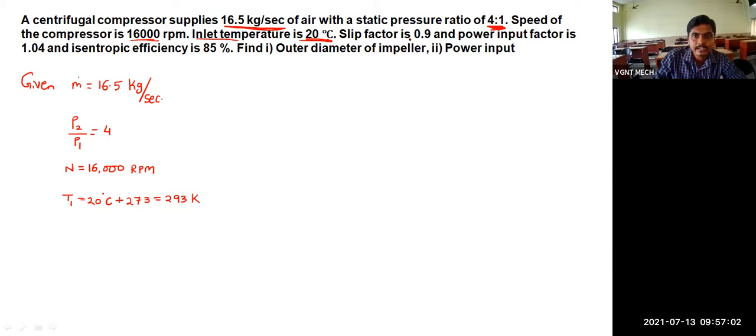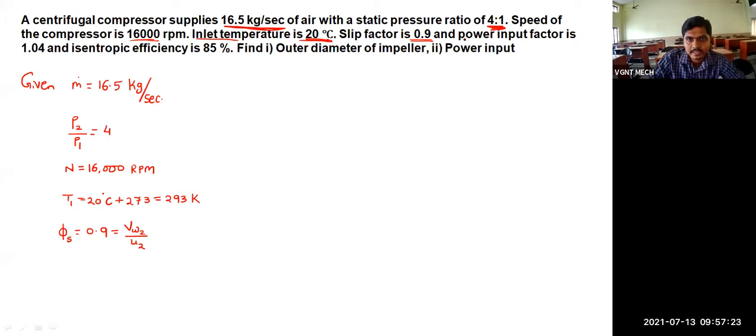Next, slip factor is 0.9. So what do you mean by slip factor? Slip factor is phi s equal to 0.9. What is the formula of slip factor? It is VW2 divided by U2. So VW2 by U2, it is given 0.9.